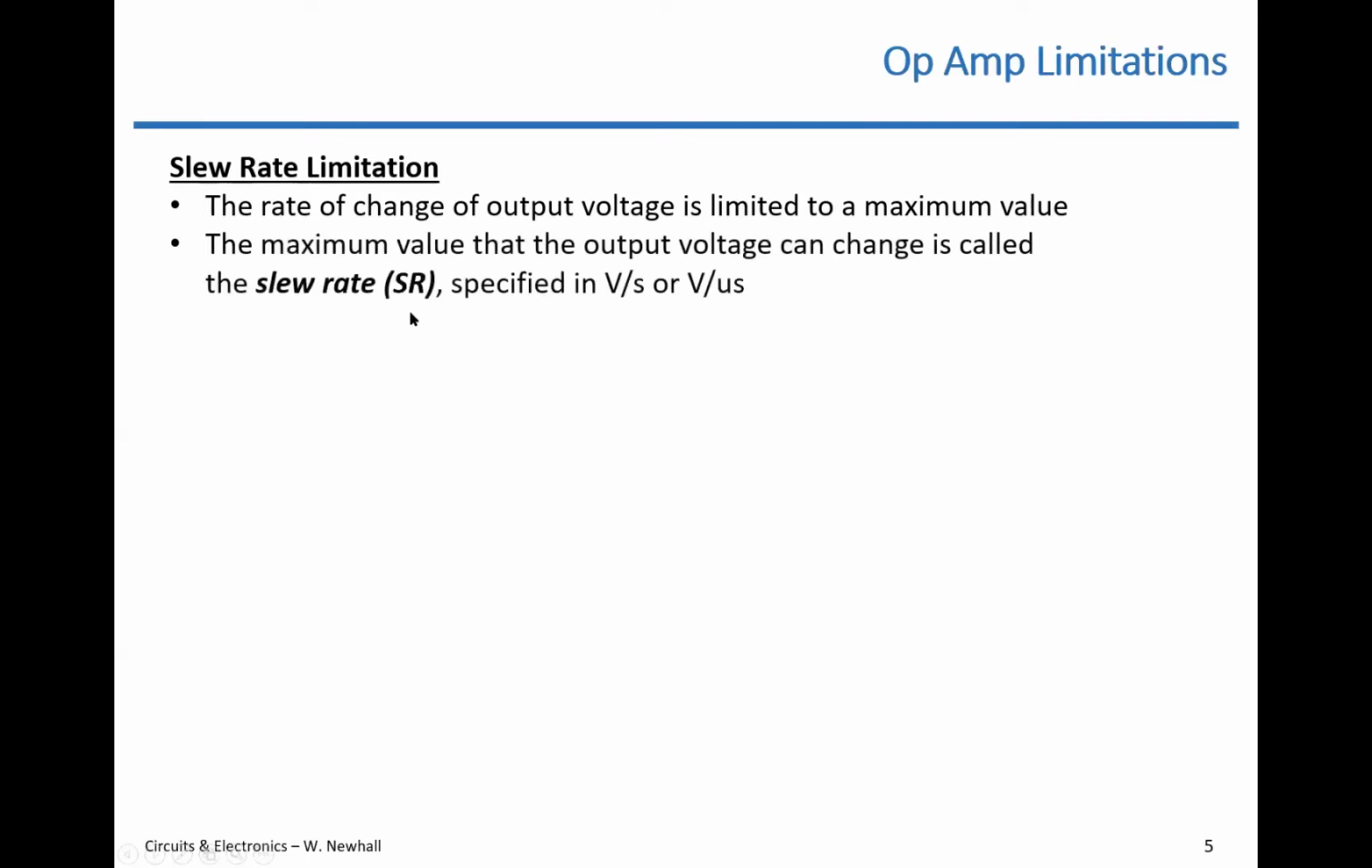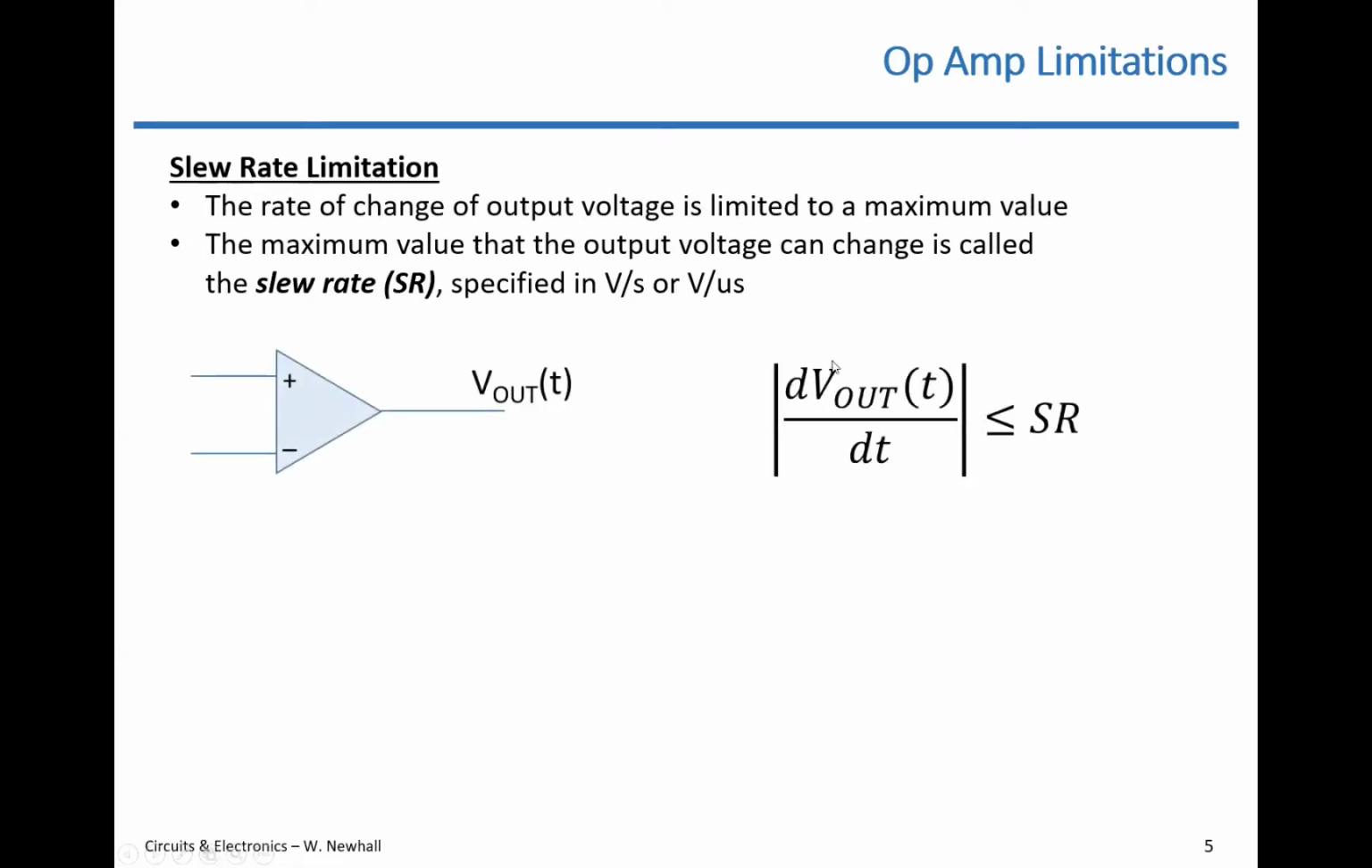You may care about that if you have a sine wave, or if you're amplifying audio, how fast you can change the output. The maximum value that the output voltage can change over time is called the slew rate, and it's specified in volts per second or volts per microsecond, so volts per time. If you have some Vout of t, the derivative of Vout of t, its slope, the absolute value of that, has to be less than the slew rate. The maximum slope, either positive or negative, is the slew rate.